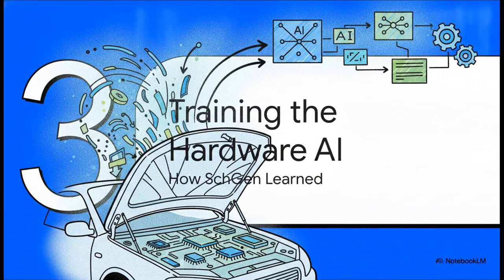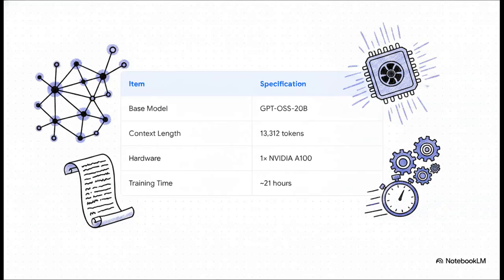Section 3, Training the Hardware AI. So how did they pull this off? Let's lift the hood and look at the specs and data powering this code-to-schematic bridge. Looking under the hood, we've got a supervised, fine-tuned architecture boasting a context length of over 13,000 tokens. That gives it a really solid memory window for complex text inputs. But get this, the training efficiency is absolutely staggering. This 20 billion parameter model was trained on a single NVIDIA A100 GPU in just about 21 hours. Literally 21 hours. That is incredibly lean for something this capable.